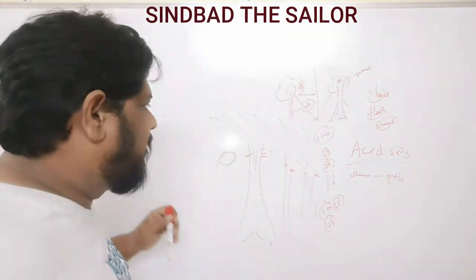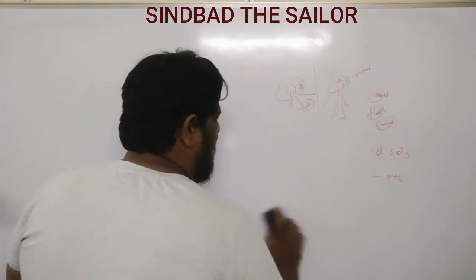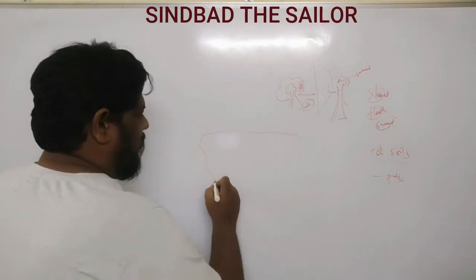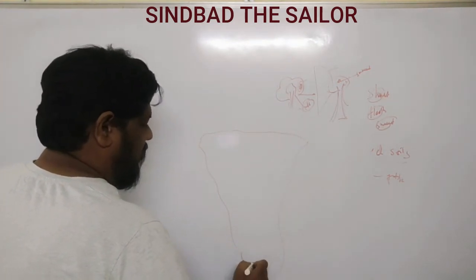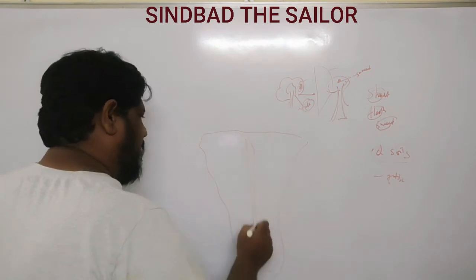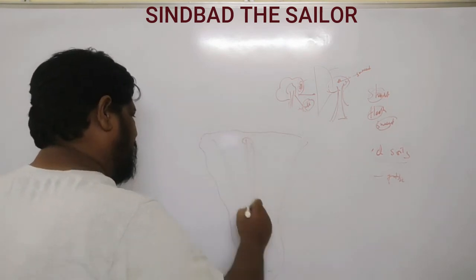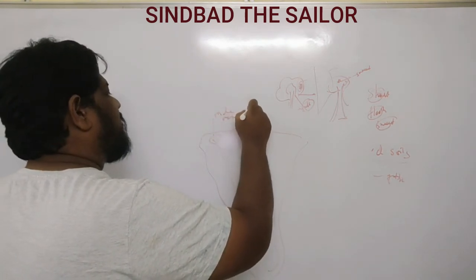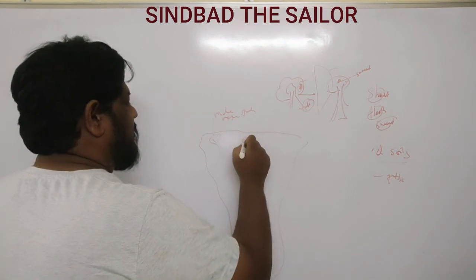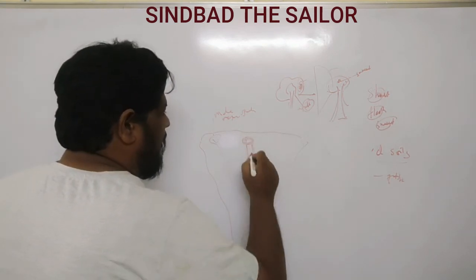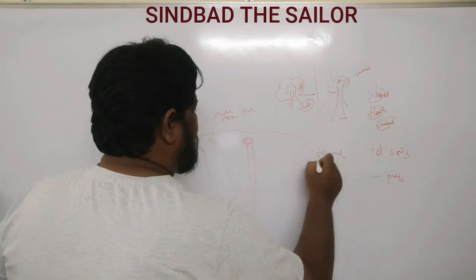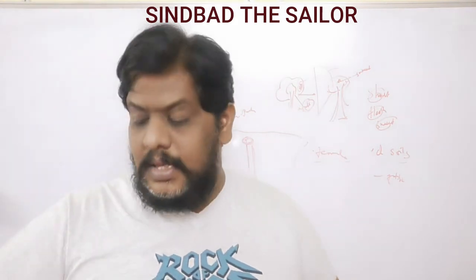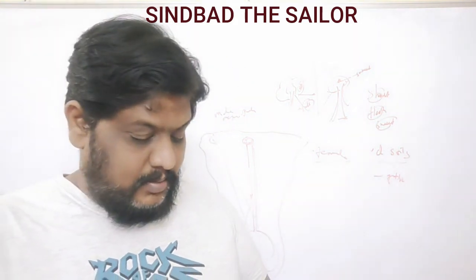So what are stamens here? If you see a flower, this is the ovary, style, and stigma, and these are the stamens. Stamens are the male reproductive parts in the flower, whereas the stigma, style, and ovary are the female reproductive system. So what we are doing here is removing the male reproductive system, all the stamens, from that particular plant.